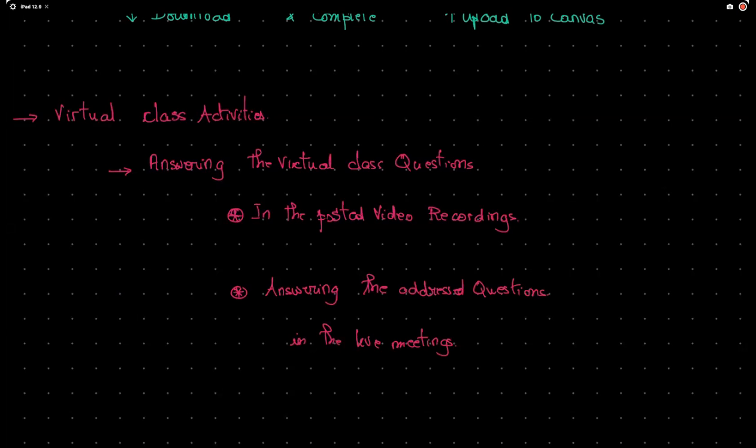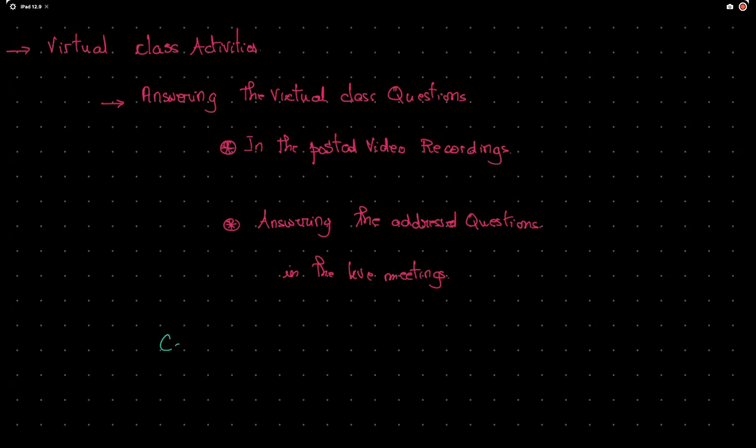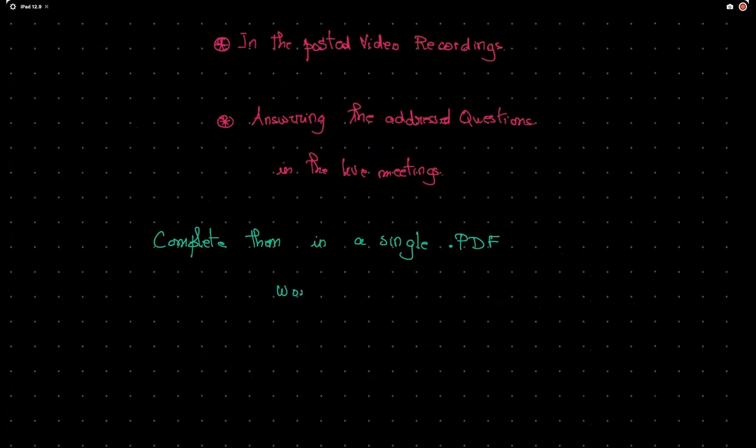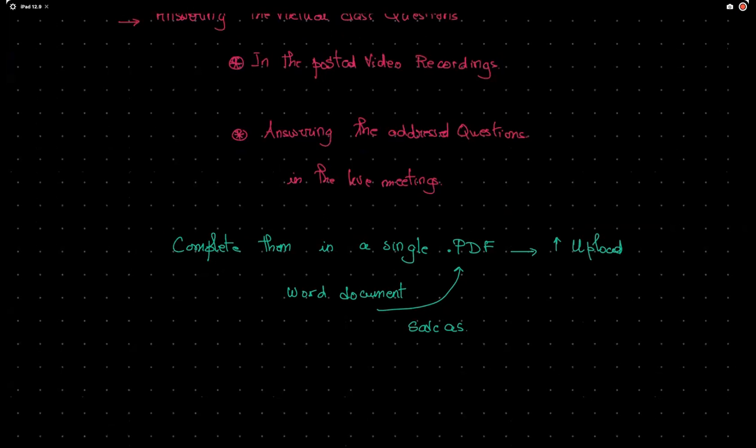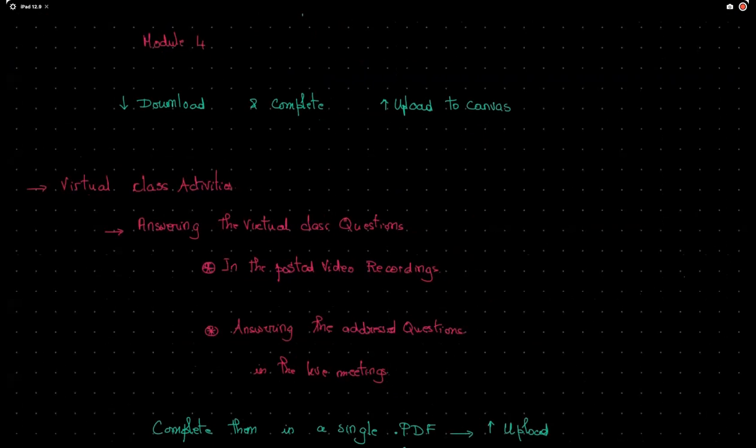All right. Where to complete this? You need to complete them in a single file. I highly recommend you to use it as a PDF file. You can keep working in a Word document, and then towards the end of the semester, you save it as PDF, and you're gonna upload it at the end of the semester to the Canvas assignment called Virtual Class Activities assignment. And the Virtual Class Activities assignment is going to be worth 100 points towards your course grade.